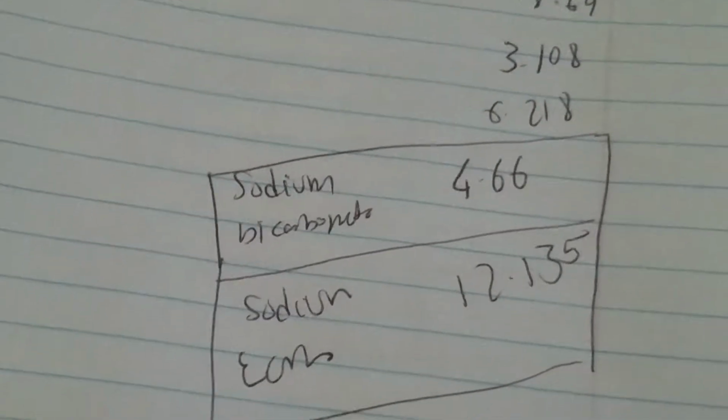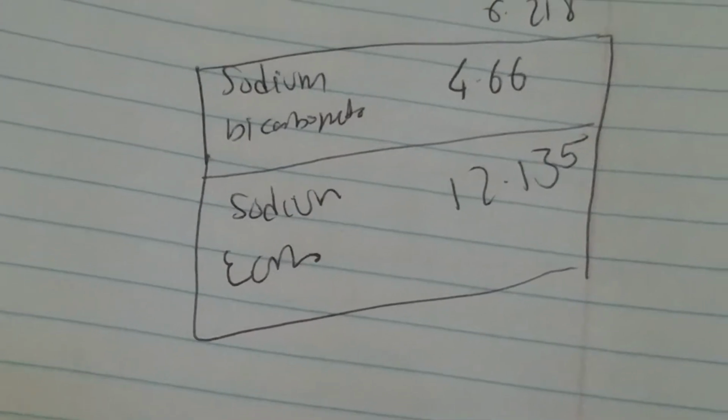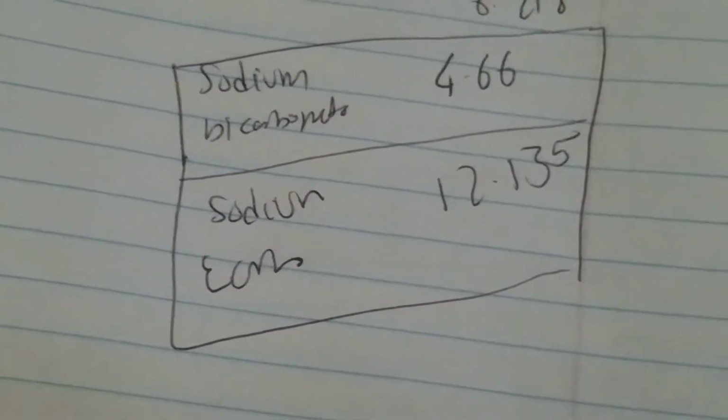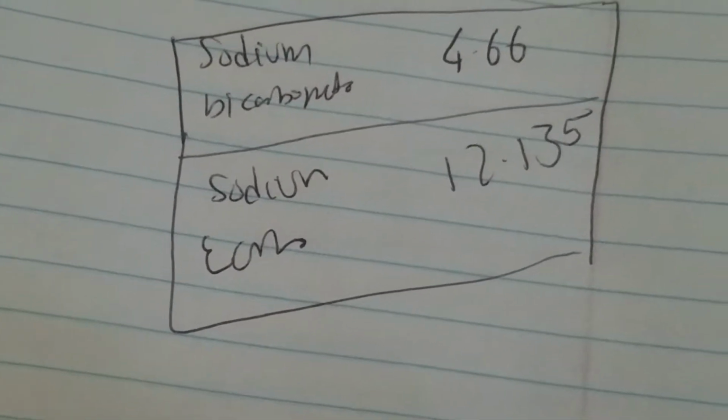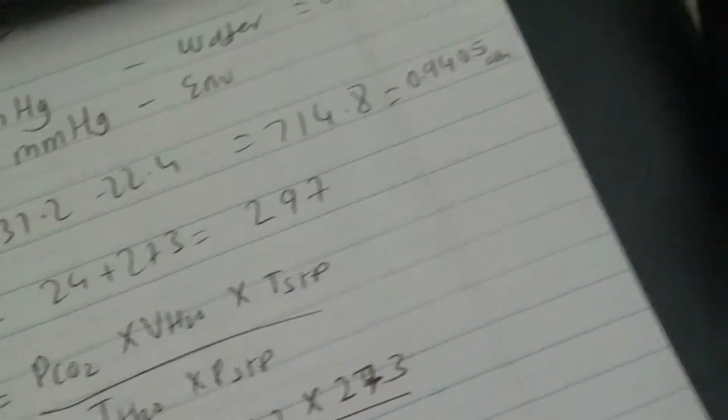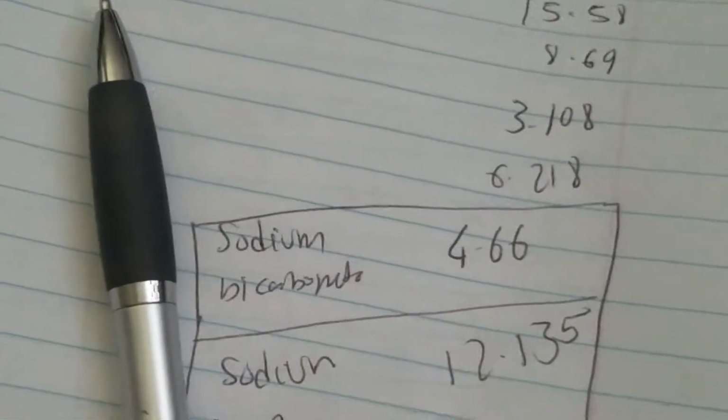Now coming back to the number of moles. The average moles for sodium carbonate was 12.135, and for sodium bicarbonate was 4.66. So this is the experimental volume per mole of carbon dioxide. This is the experimental volume of mole for carbon dioxide.